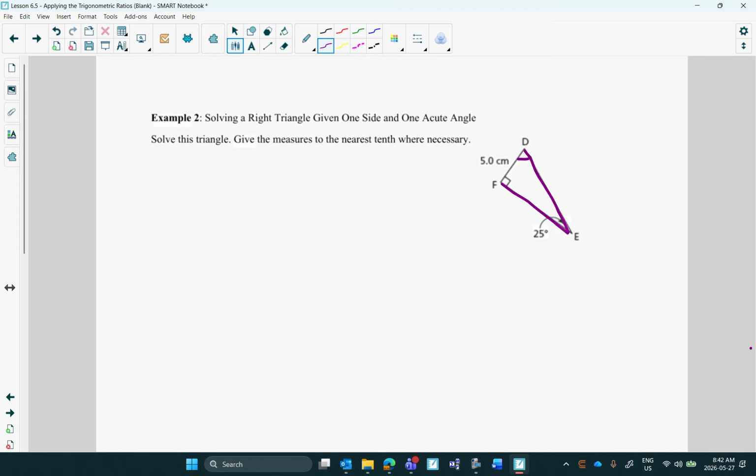What do you want to go for first? Angle D. Angle D, sure. I could use trig, but I need to know two sides, don't I? To use trig. Or I could use three angles add up to 180. Since I know two of the angles, I can find angle D by doing 180 minus those two angles. And I get 65 degrees.